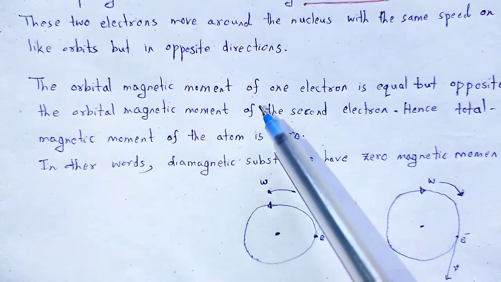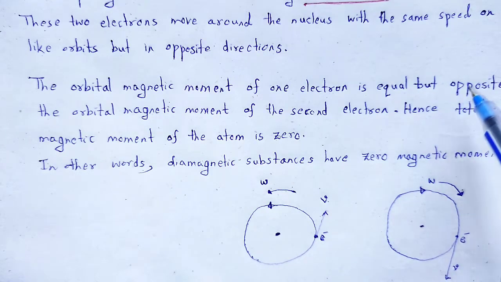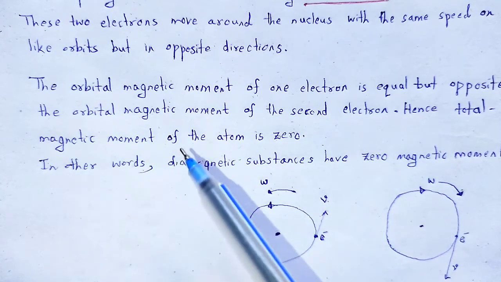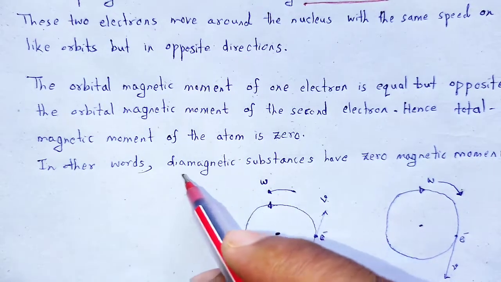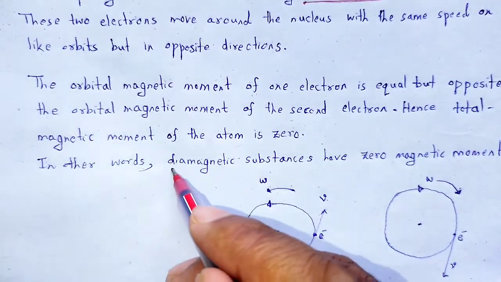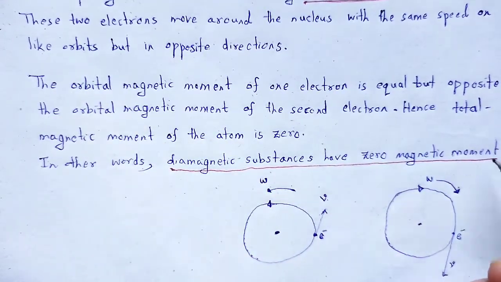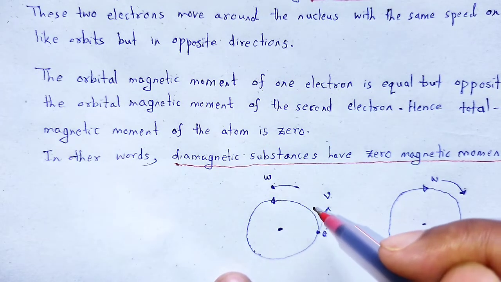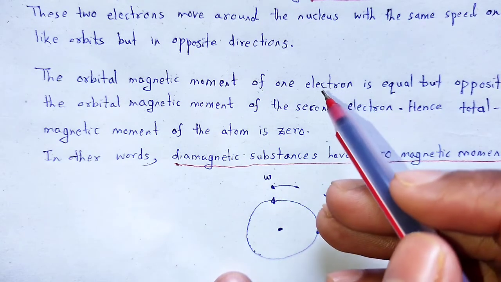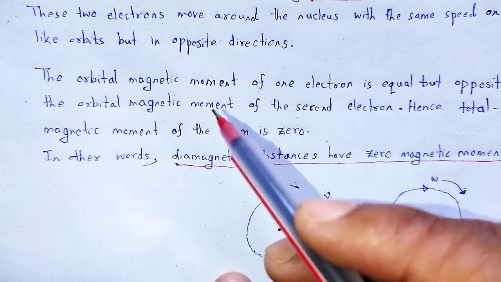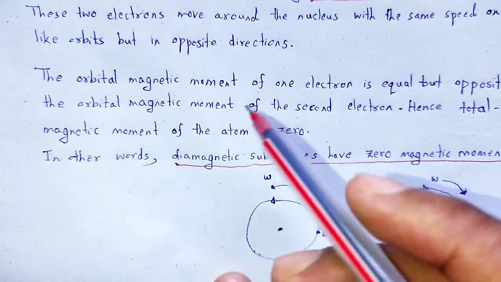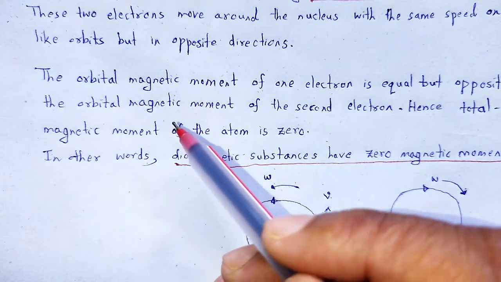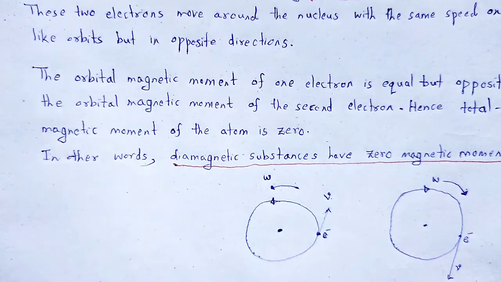The orbital magnetic moment of one electron is equal but opposite to the orbital magnetic moment of the second electron. Hence, the total magnetic moment of that atom is 0. Therefore, we say diamagnetic substances have zero magnetic moment, since they have an even number of electrons around the nucleus. One electron has an orbital magnetic moment and another electron has the same orbital magnetic moment, but with opposite direction.